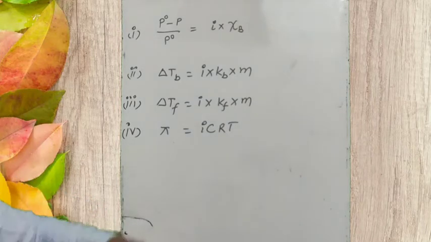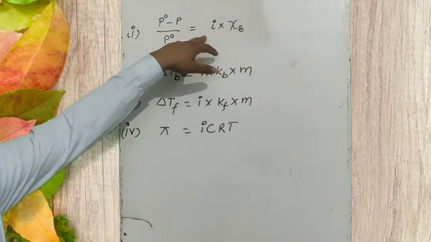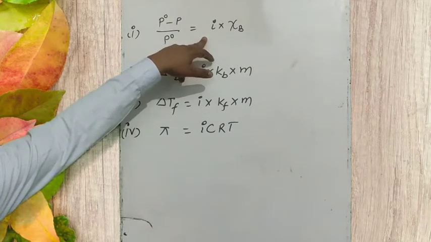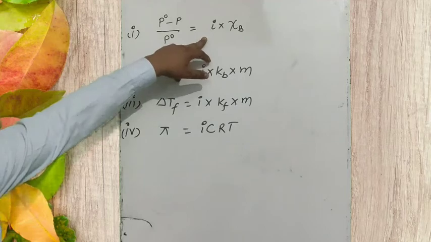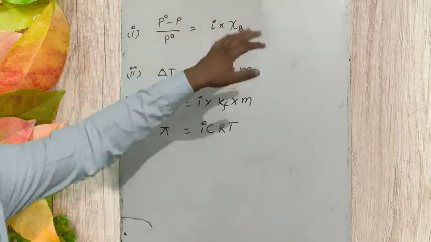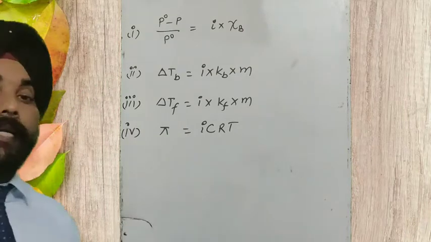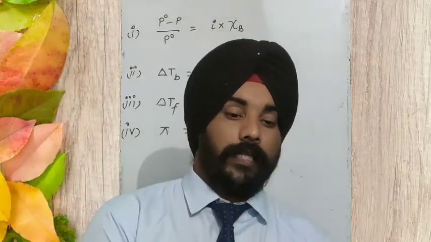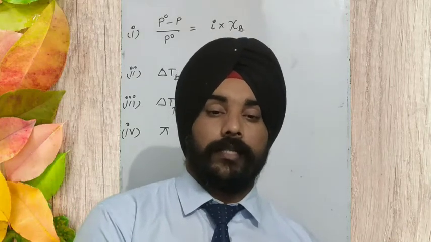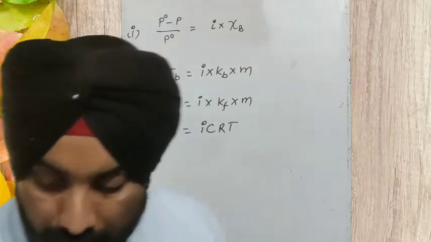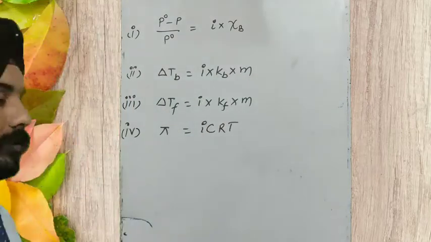Okay, so i times when a particle is going to associate or dissociate, when a solute is added to the solution, the colligative property is going to be changed by i times. This i can be higher or lower, depending upon whether the solute particle is going to associate or dissociate.